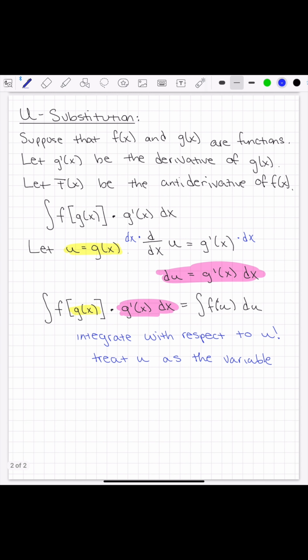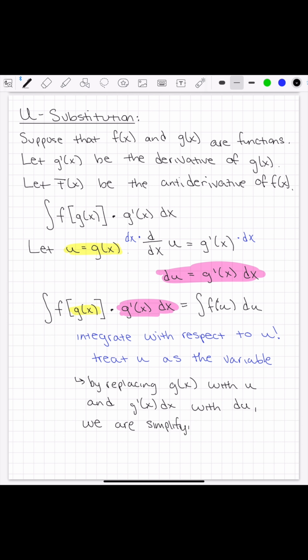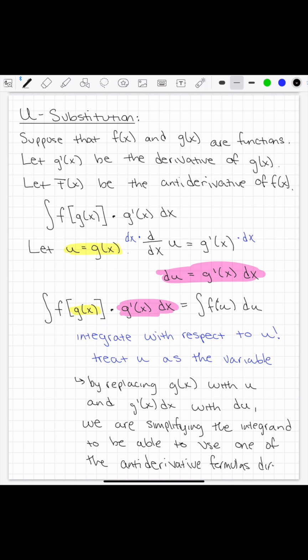So what that means is that we're treating u as the variable. And basically what this did was that by replacing g of x with u and g prime of x dx with du, we are simplifying the integrand, which remember is the function we're trying to find the integral of, to be able to use one of the antiderivative formulas directly.